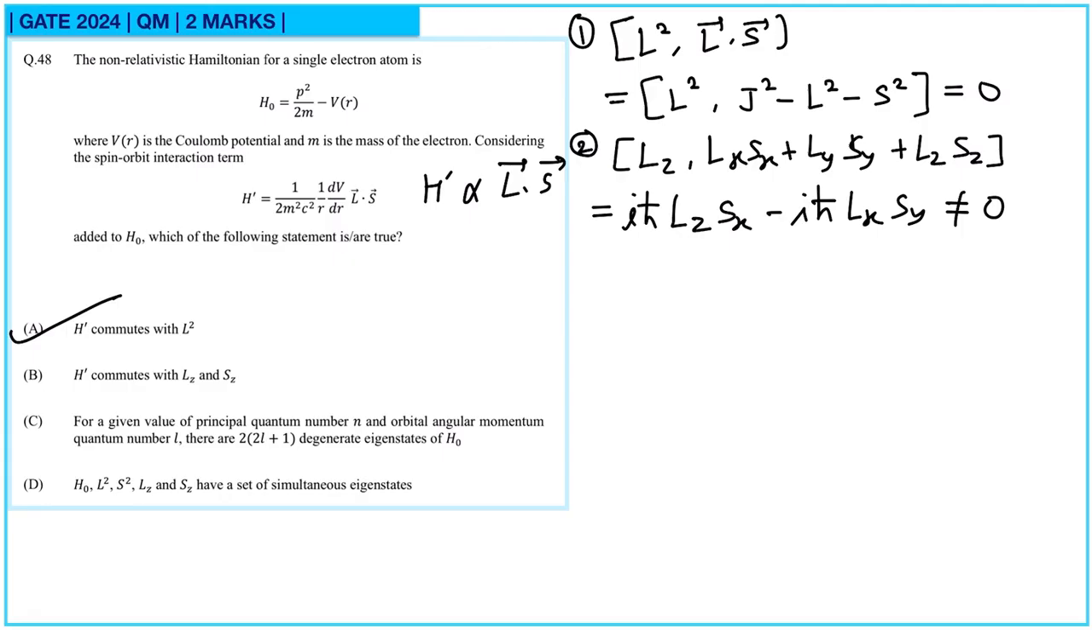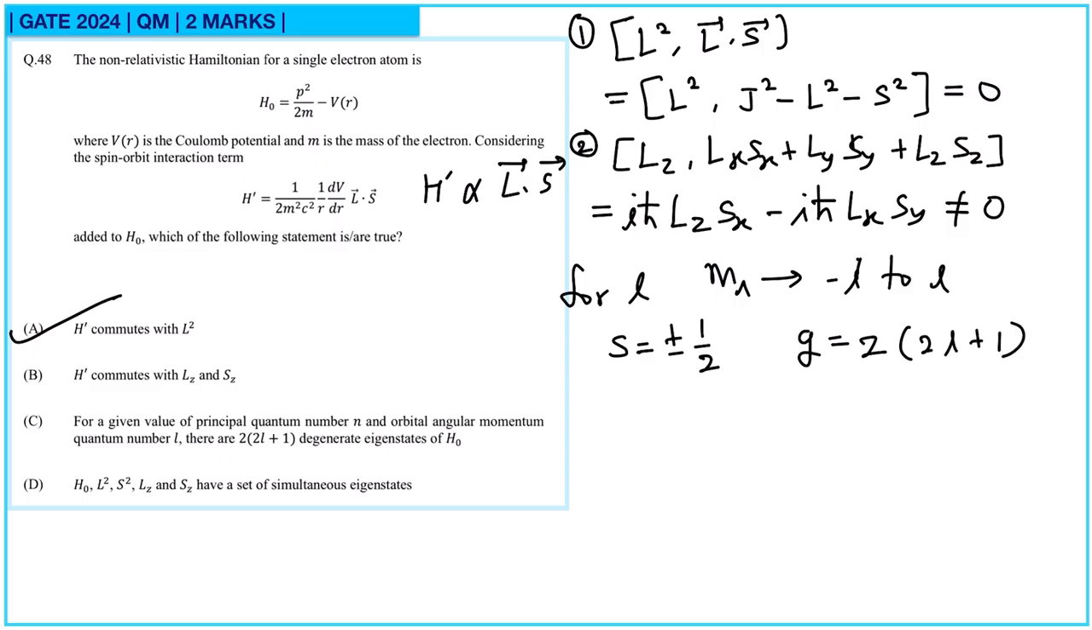Next, for a given value of principal quantum number n and orbital angular momentum quantum number L, there are 2 into (2L plus 1) degenerate eigenstates of H0. Now, for any L, ML takes values from minus L to L, so it takes 2L plus 1 values. And S takes values plus and minus half. So the degeneracy will be 2 from S and 2L plus 1 from ML. So yes, it will split into this many degenerate states. So option C is correct.